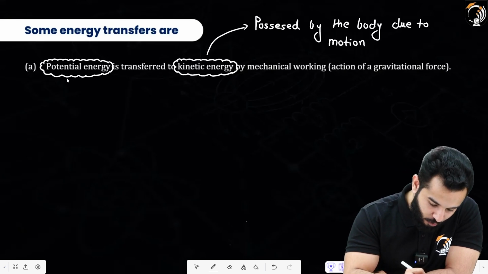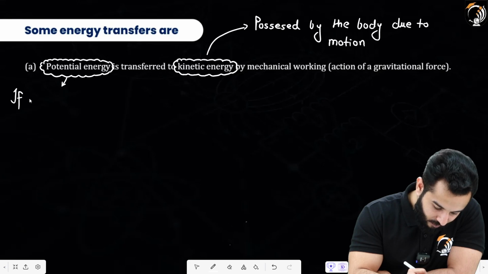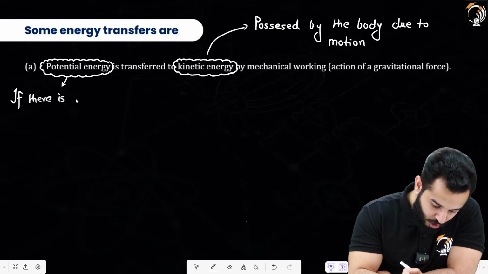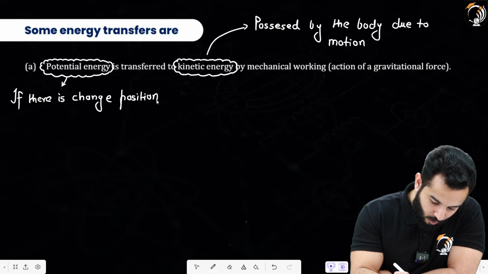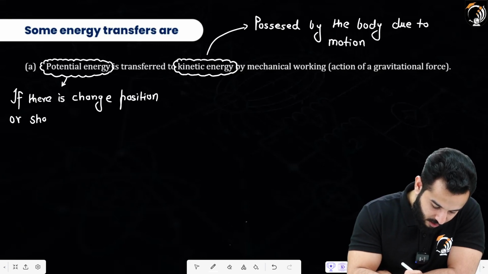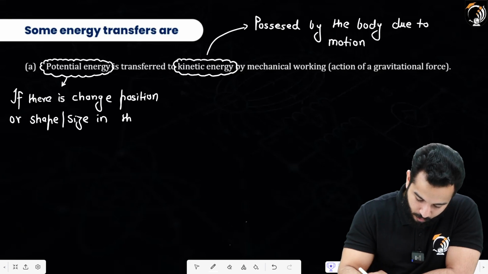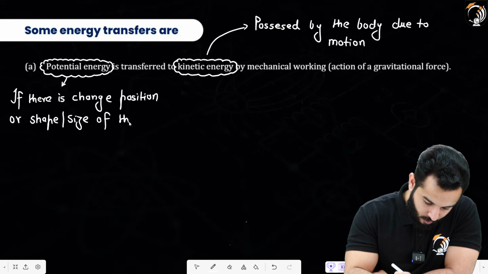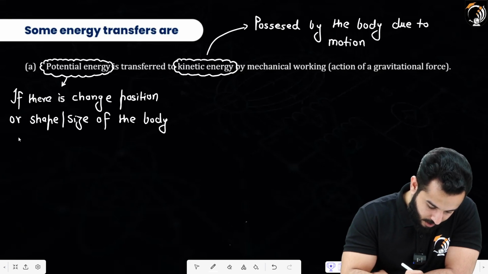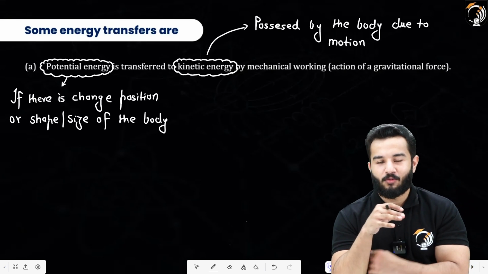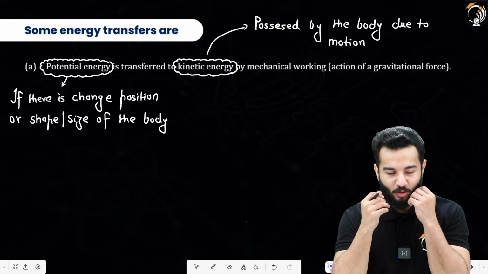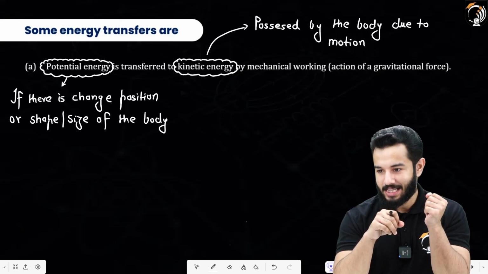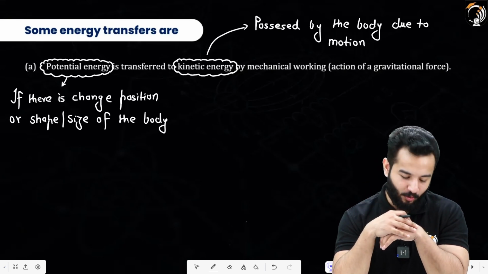For potential energy, we say that if there is a change in position or shape or size of the body, then we are going to talk about potential energy. We can define potential energy in a broader way when we talk about conservative force, but since it is not in the course and we are preparing for exams, I'm not going to divert from the topic.